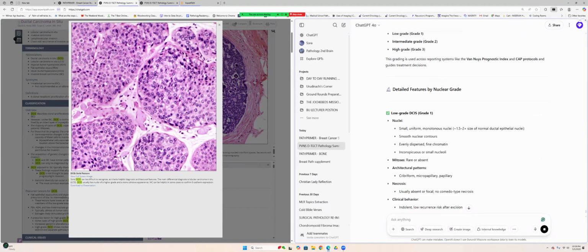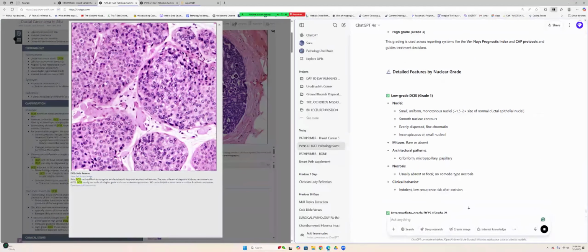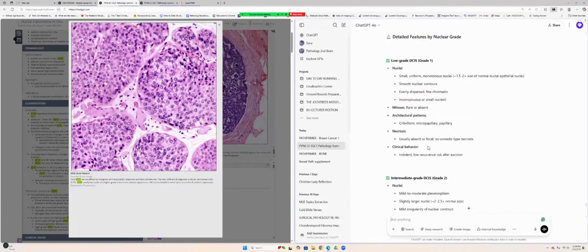DCIS grade 1 has more uniform, monotonous nuclei, 1 to 2 times the size of normal ductal epithelial nuclei. Smooth nuclear contours, diffuse fine chromatin, inconspicuous or small nucleoli. Mitoses are rare.